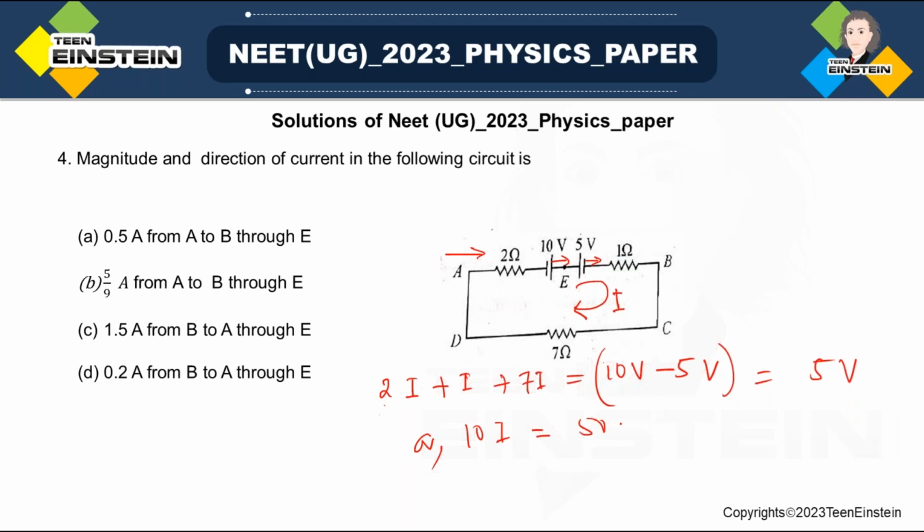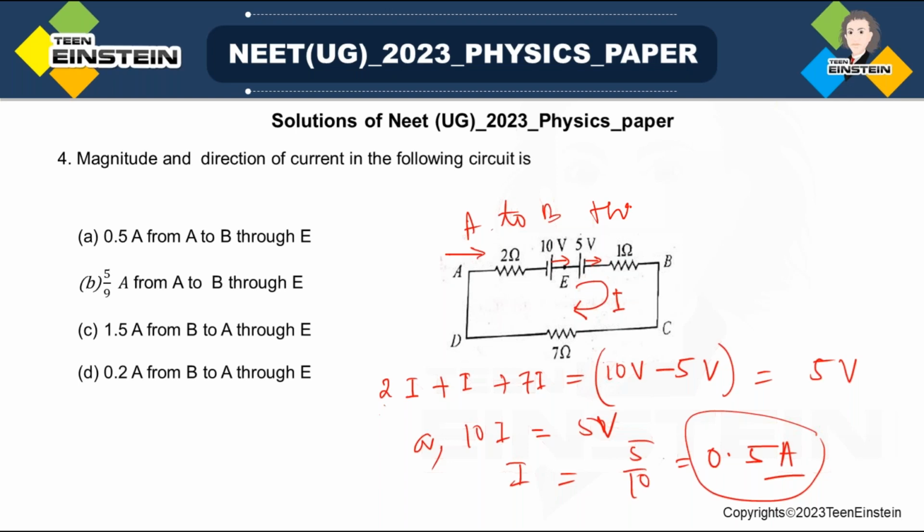So 10 I is equal to 5 volt. So I is equal to 5 by 10. So it will be 0.5 ampere current, and since it is coming positive, the current is flowing A to B through E. So 0.5 ampere from A to B through E. So the first option will be the correct answer for this question. Okay, we'll move on to the next problem.